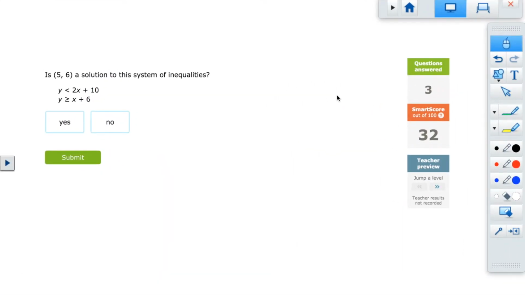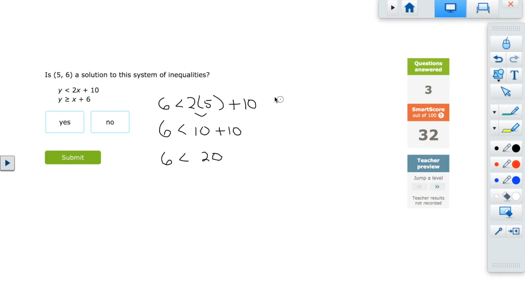Next one. Is (5, 6) a solution to this system of inequalities? Again, I'm going to plug in. This time y is 6, right? Second number, because it always comes x, y. 2 times 5 plus 10. So 6, keep my inequality sign. 2 times 5 is 10. 10 plus 10 is 20.